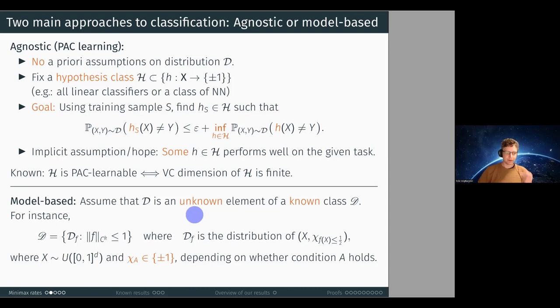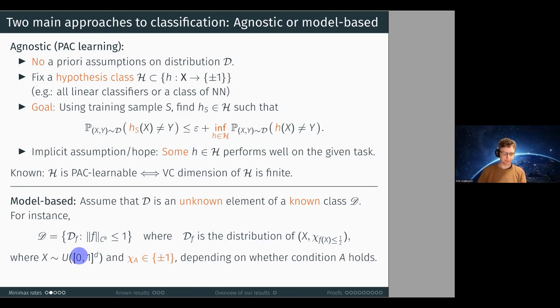Namely, we assume that the probability distribution D that we are given, that we do not know, is an element of some known class of a lot of different probability distributions. For instance, you could have the following setting, which is not the setting I will be considering in the following, but just to have a very easy example to begin with. Your class of probability distributions, for example, could be the class of all distributions D_F, where D_F is the distribution of the tuple (X, χ(F(X) ≤ 1/2)), where X is uniformly distributed.